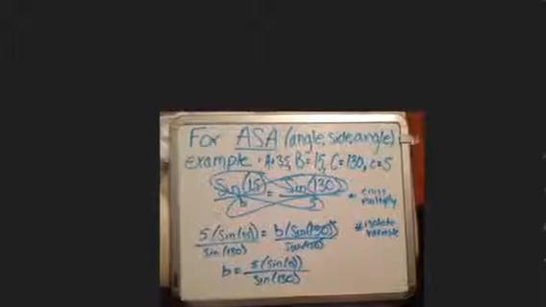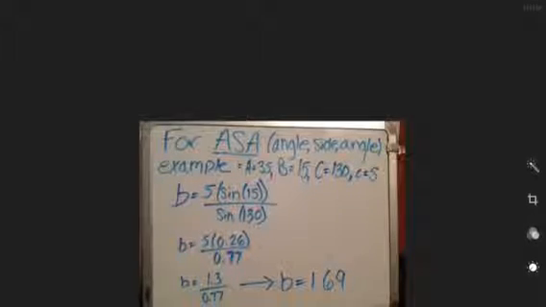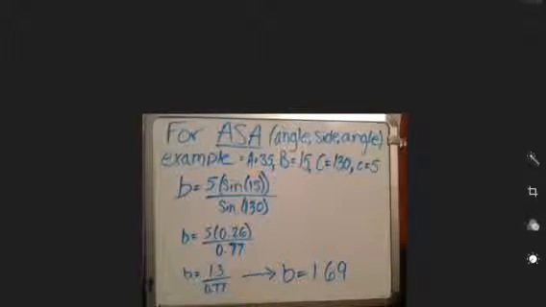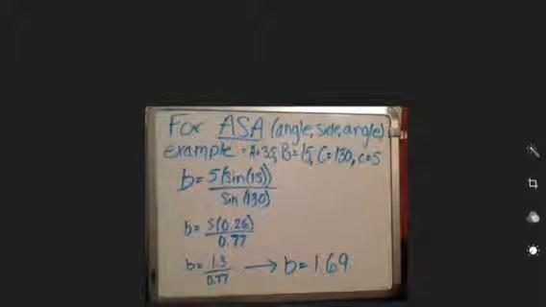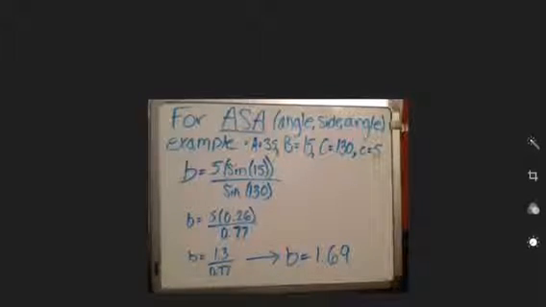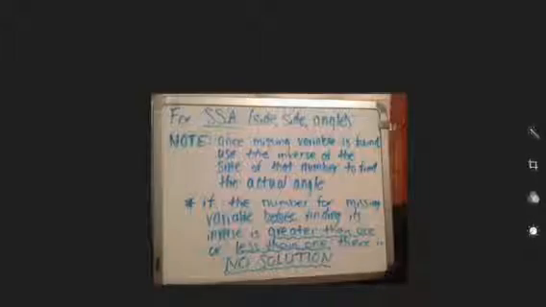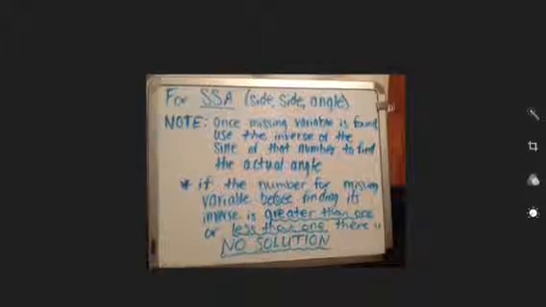The new equation is lowercase b equals 5 times the sine of 15 over the sine of 130. You then solve for the sine of 15 and the sine of 130. The sine of 15 is 0.26 and the sine of 130 is 0.77. You multiply 5 times 0.26 and the new equation is side b equals 1.3 divided by 0.77, leaving b to equal 1.69.